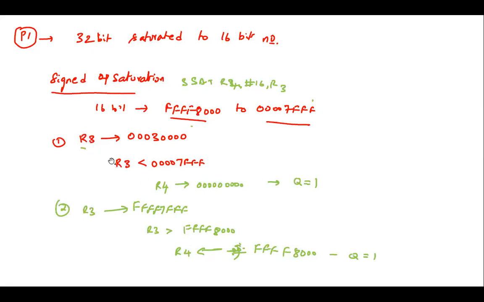In R3, we are going to see these values, the upper limit and the lower limit. And in R4, when Q is set to 1, what is going to happen? We will actually see this in the operation. So let me just share that with you all.